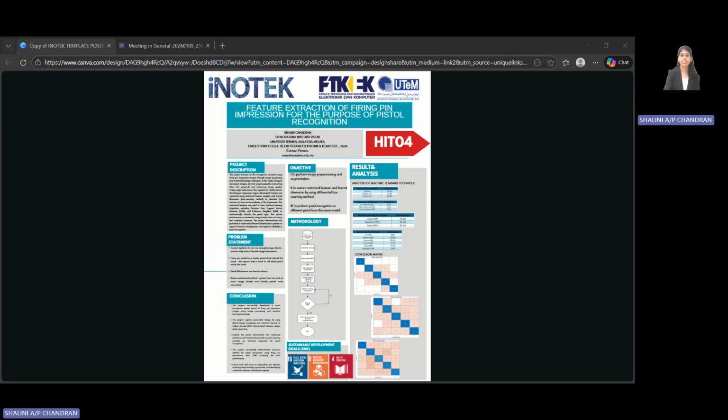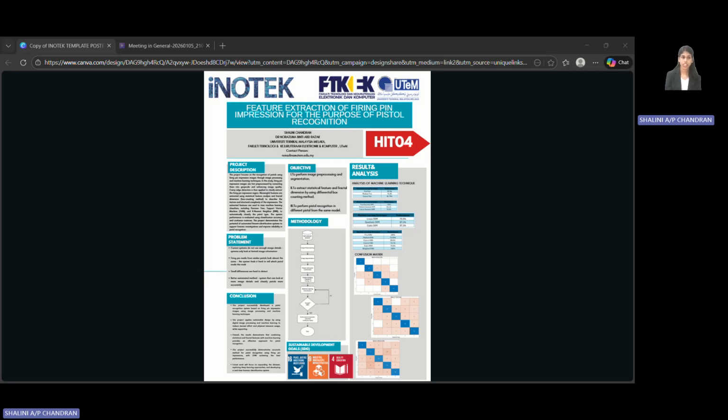So next, the image segmentation, where the Canny edge method is applied to mark the outline of the firing pin. So this method is applied because it draws the outline of the firing pin impression. So the system focuses only on the firing pin region, where the unwanted background does not affect the analysis.